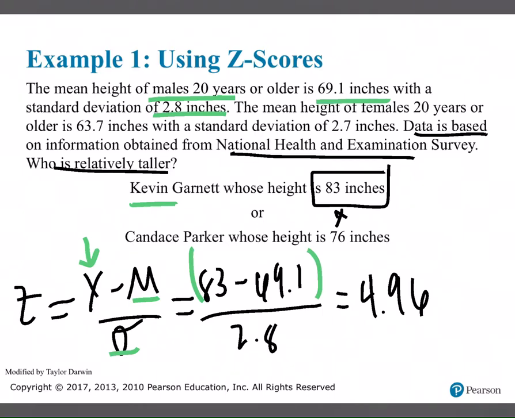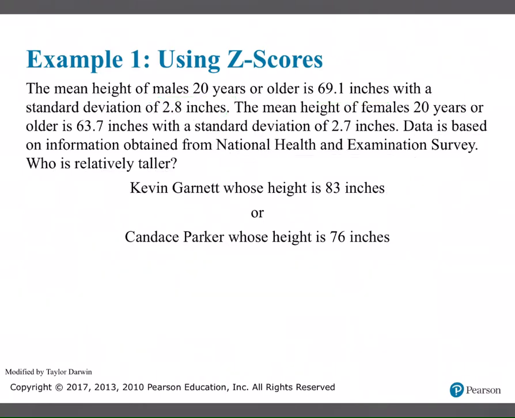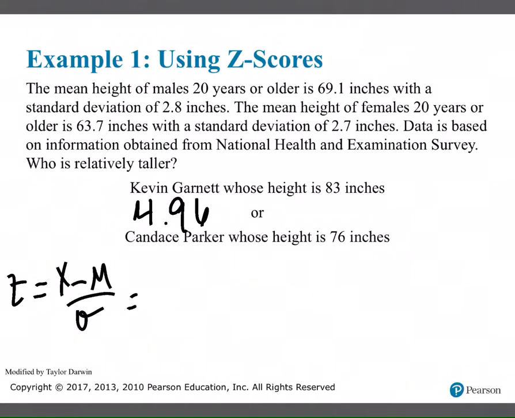Okay, I'm about to erase all this. So Kevin is 4.96. Let's see what Candace is. Candace is a girl, so we've got new information. All right, mean height of females is 63.7 with a standard deviation of 2.7. And we're looking at Candace specifically, and she's 76 inches tall, which is still really tall for a female. I think that's 6'4", so she's probably going to have a big z-score as well.